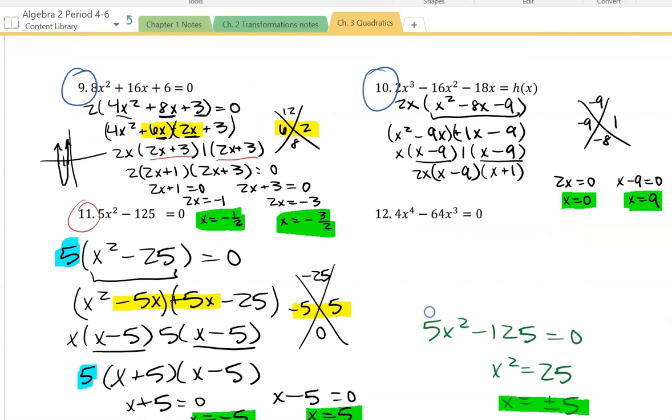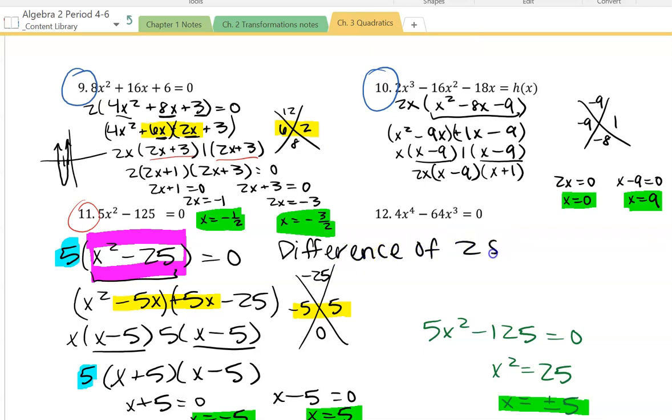The reason that this is called a difference of two squares, I'm going to write this down for us. Difference, oh, I spelled that very wrong, difference of two squares. Okay, the word difference is coming from the fact that we're talking about subtraction, right?